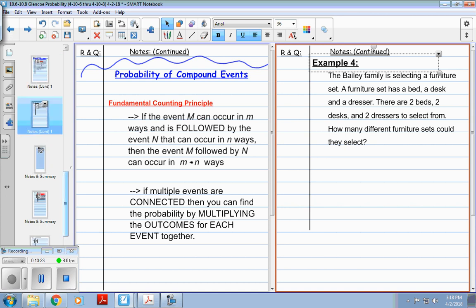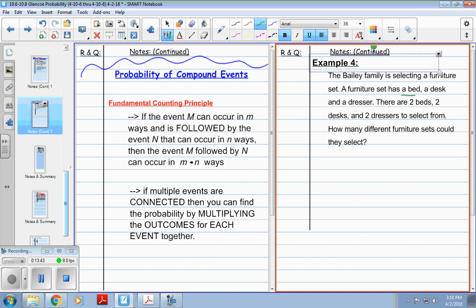Welcome back. We're about to go over example 4. The key for this compound probability is reading the directions and making sure you understand all the outcomes in which events we're actually talking about. In this problem, Bailey's family is creating a furniture set. In this furniture set, we have a bed, a desk, and a dresser. That's 3 different categories, and in these categories, there are 2 beds, 2 desks, and 2 dressers every time.